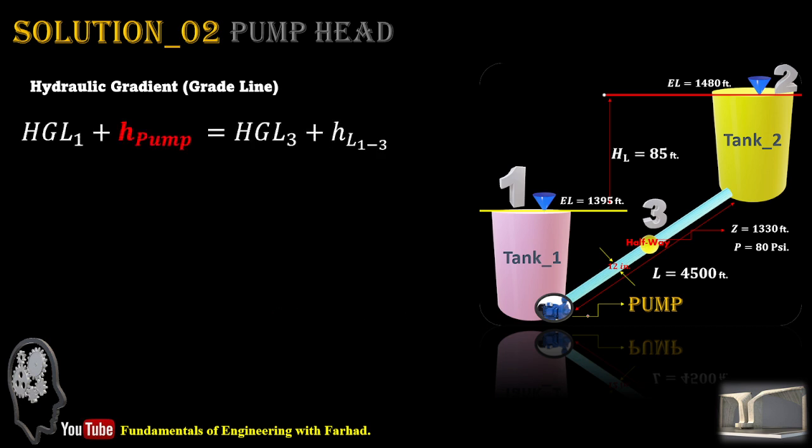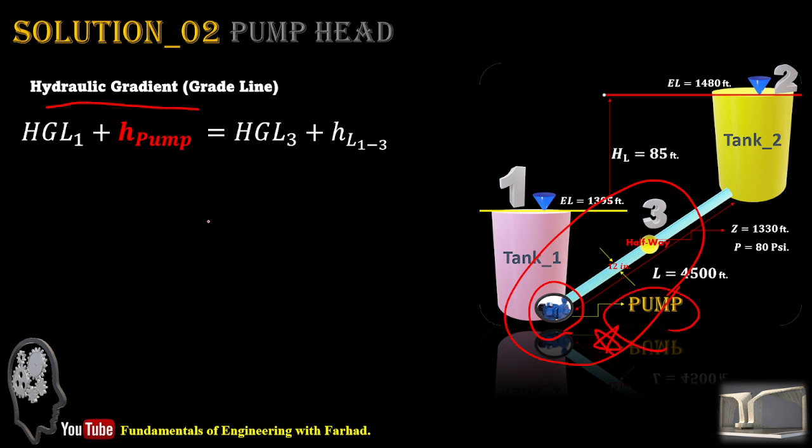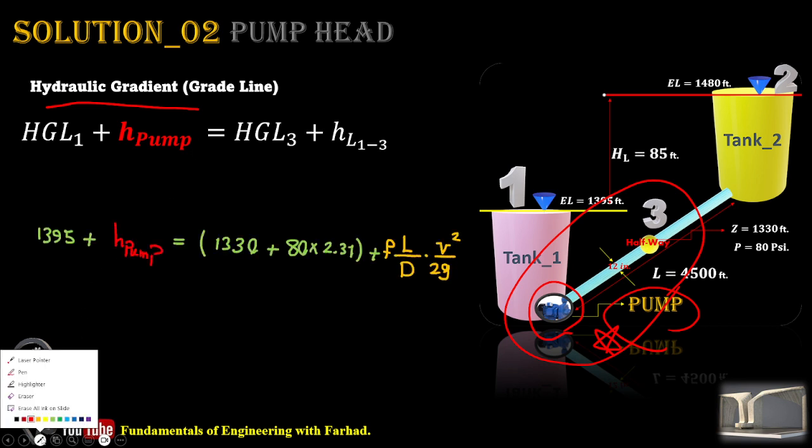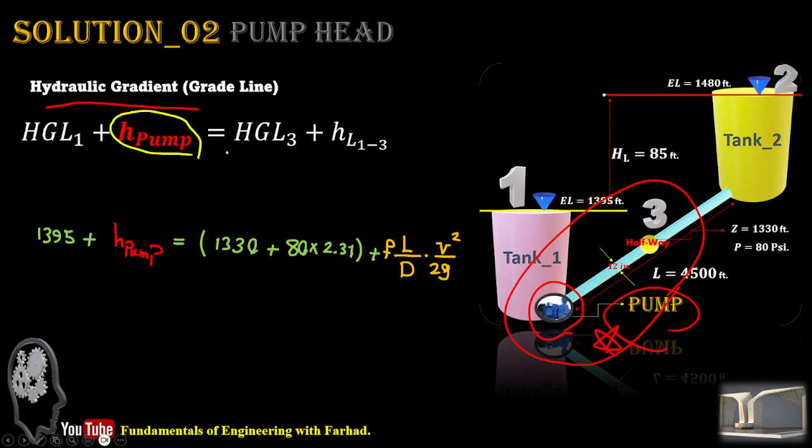So now we'll write the hydraulic gradient line between point 1 and 3, including the pump itself. That's the big point. So as soon as we have this part, we can calculate H pump directly. So what does it say? It says that if you jot down Bernoulli's equation for point 1 and 3 halfway through, it gives us HGL, the hydraulic grade line, at 1 plus the pump head.